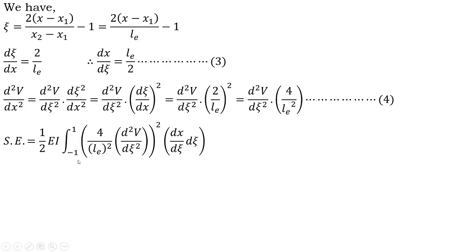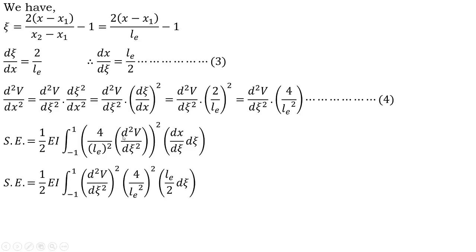Earlier it is over the length of the element. Now as I have converted everything in terms of zeta, the limit for zeta we know is -1 to +1. Therefore 1/2 EI integration -1 to +1. Now the value of d²v/dx² is converted in terms of zeta. That is the value I'll substitute here, and it is whole square. I'll keep that whole square as it is. Then this into dx is there. That dx I'll convert in terms of dζ by just dividing and multiplying. So therefore I'll get dx/dζ into dζ.